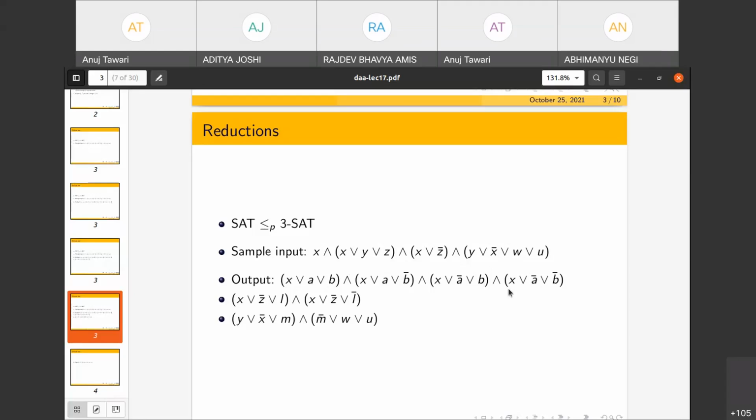And similarly, if the original thing was false, then no matter what we set a and b, this formula also will be false. Right? So if x is false, then this formula is also false, always. It doesn't matter what you set a and b, one of these clauses will always be false and the entire formula will be false.